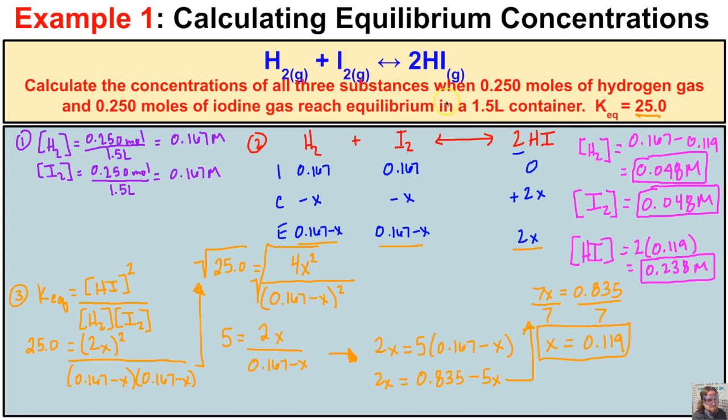So, what are all 3 equilibrium concentrations going to be? If our KEQ is 25.0 and we're starting off with 0.25 moles of hydrogen gas and 0.250 moles of iodine gas, reaching equilibrium in a 1.5 liter container, well, if you take a look, the concentration of H2 is going to be 0.048 moles per liter. Iodine is going to be 0.048 moles per liter, and our HI gas is going to be 0.238 moles per liter. Let's take a look at another example.